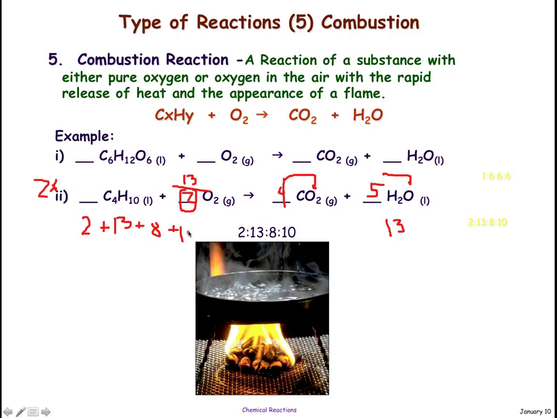So what is the sum of the coefficients? When you balance this and you don't leave a fraction, 2 plus 13 is 15, plus 8 plus 10 is 18, that happens to be 33. So the answer would be 33 in this particular case.